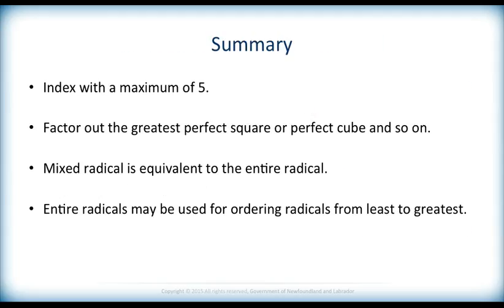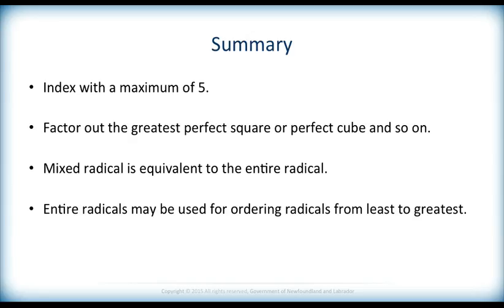Now, in summary, keep in mind that we're going to be using an index with a maximum of 5. When you want to simplify an entire radical, you're going to factor out the greatest perfect square or the greatest perfect cube, and so on. That is your first step.